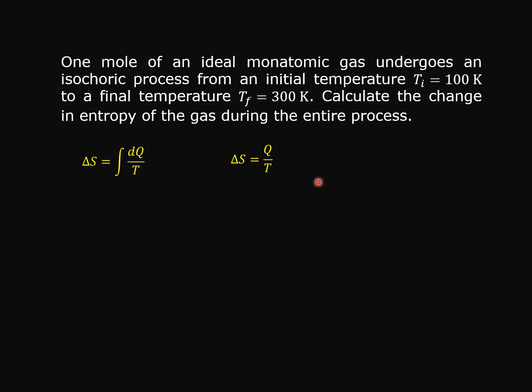If the temperature during the process is fixed, we can use this formula to find the entropy change, where delta S is the entropy change, Q is the heat transfer and T is the temperature in Kelvin. But in this question, the thermodynamic process involves the change of the temperature from 100 Kelvin to 300 Kelvin. So we cannot use this formula. You have to use this one that involves the integration to find the entropy change of the process.